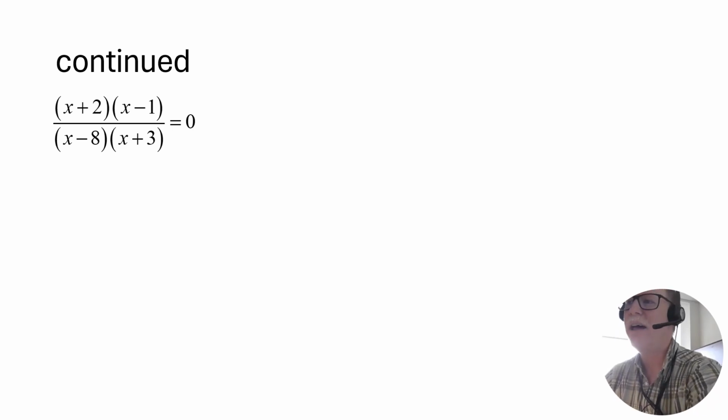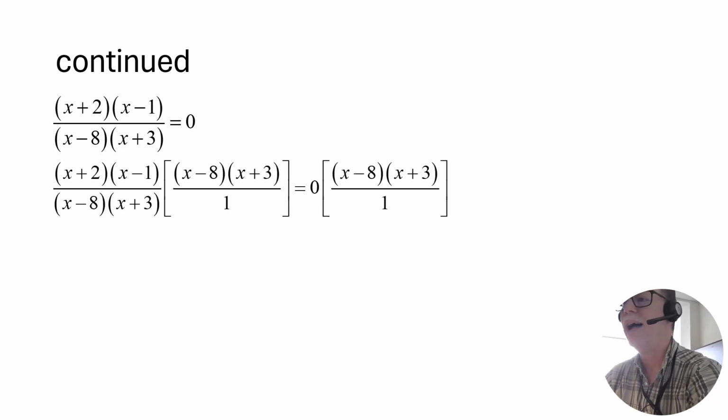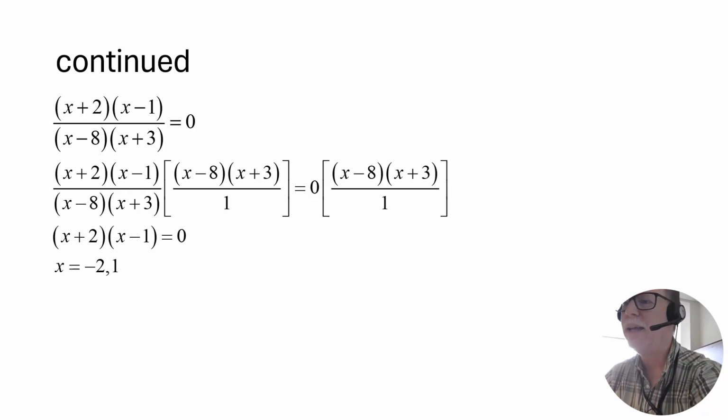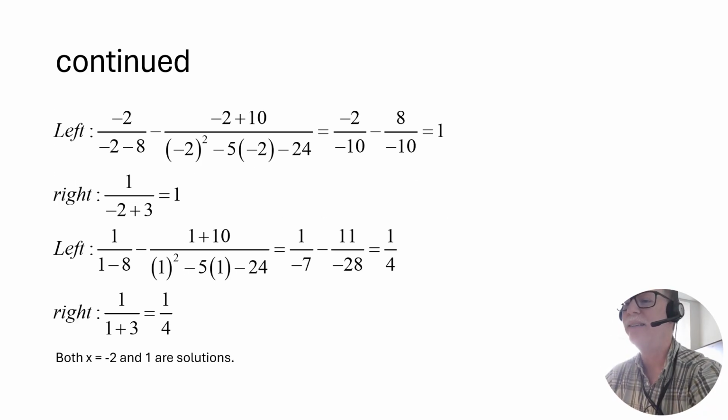So I've factored it, nothing cancels. I'm going to multiply to get rid of the denominator, and I have these 2 factors already, which I do, and I double check left compared to right. They're both correct solutions.